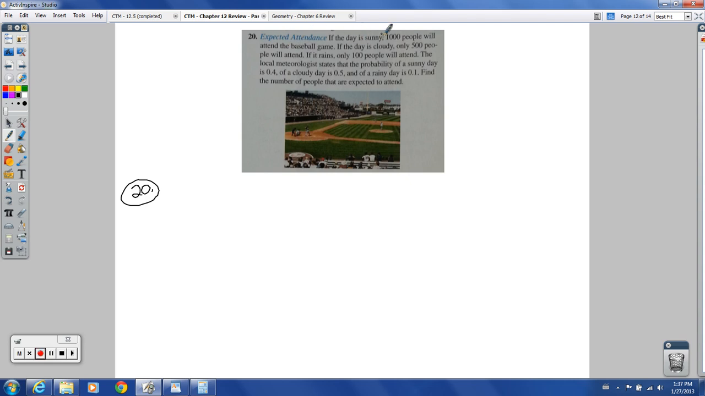If the day is sunny, 1,000 people will attend the baseball game. If the day is cloudy, only 500 people will attend. If it rains, only 100 people will attend. The local meteorologist states the probability of a sunny day is 0.4, probability of a cloudy day is 0.5, and the rainy day is 0.1. So the number of people expected to attend, we would say it's this same sort of idea. There's 3 things that could happen again. So I'll just keep things in general at first. It's probability of one thing times the amount, and then the probability of a second thing times the amount, and third thing times the amount.